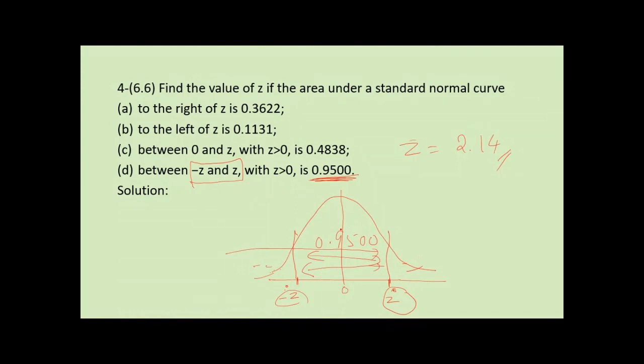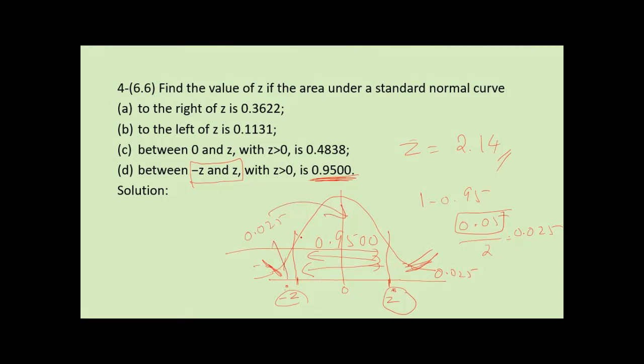So from 1, subtract 0.95. What is it? 1 minus 0.95 is 0.05. So this area is lying on two ends, this side and this side, totally 0.05. Divided by 2, we get 0.025, which is this area and this area. This area is 0.025 and this area is also 0.025.